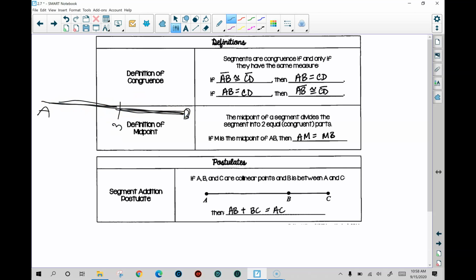A postulate is something that someone has proven for us that we can just accept as true. This is the segment addition postulate, and basically it says if I take AB and I add it to BC, it should be the same as AC. So if you take the two parts that are inside and add them together, it has to equal the whole. Just like if I had $1 in my pocket and I pulled out 50 cents, I know that I had to have another 50 cents, and together they equal the $1. So the pieces equal the whole.